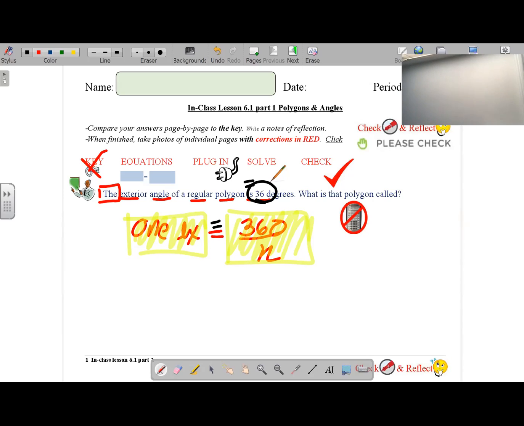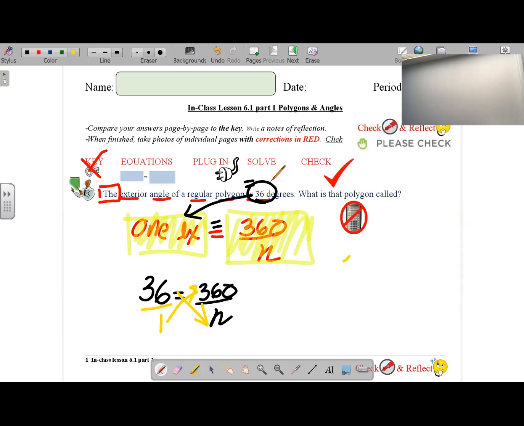It's the angle. It is, so it goes over here, folks. So we have 36 equals 360 over n. I have a whole number and a fraction, so I pop this over 1, cross multiply.